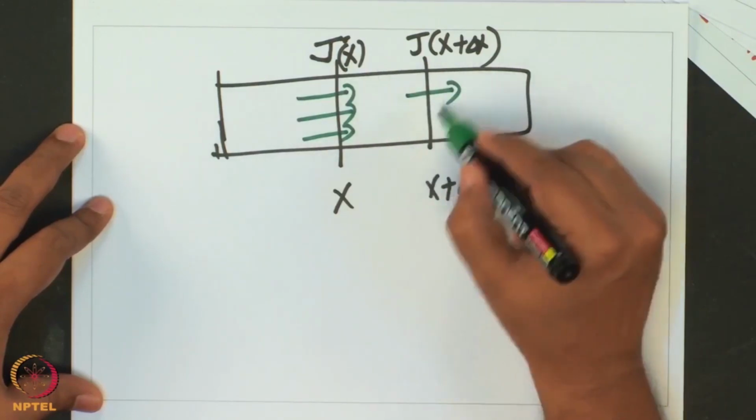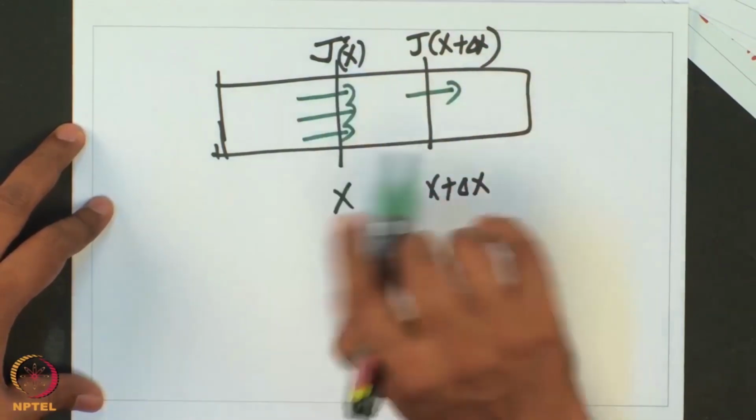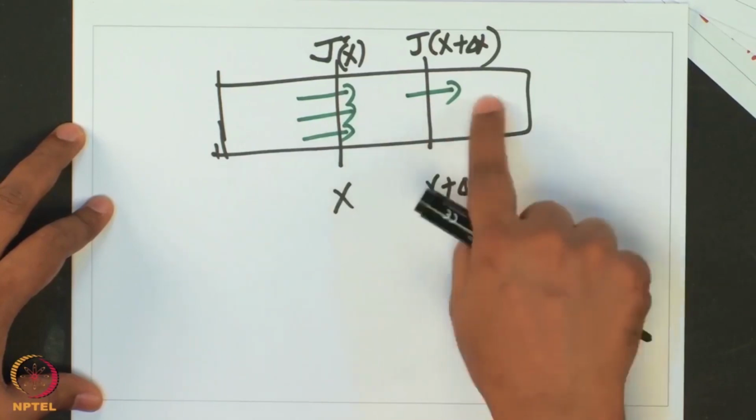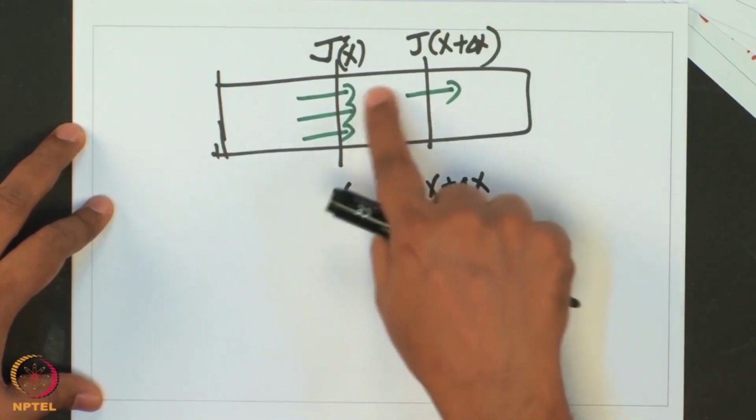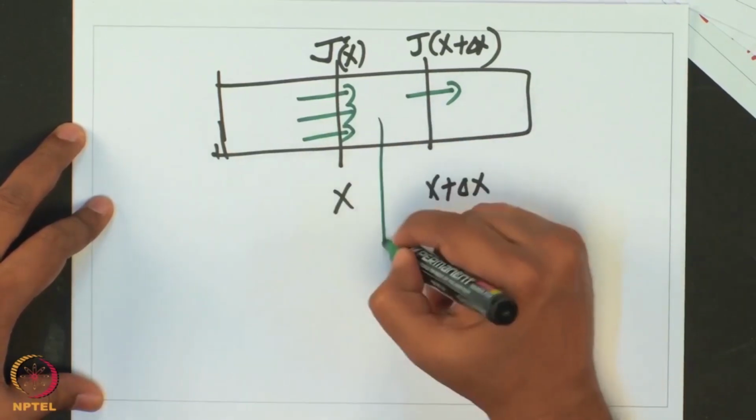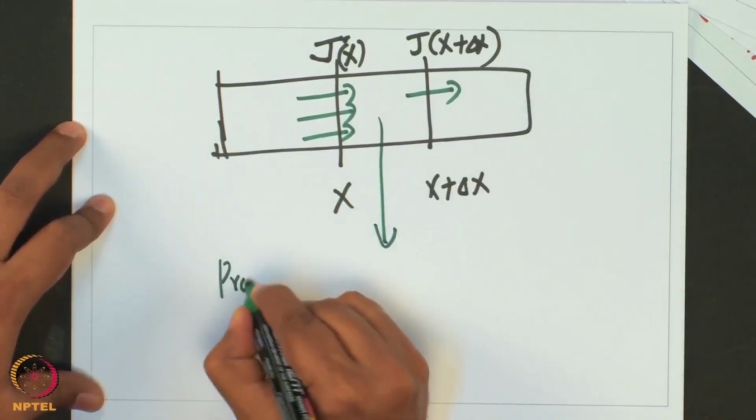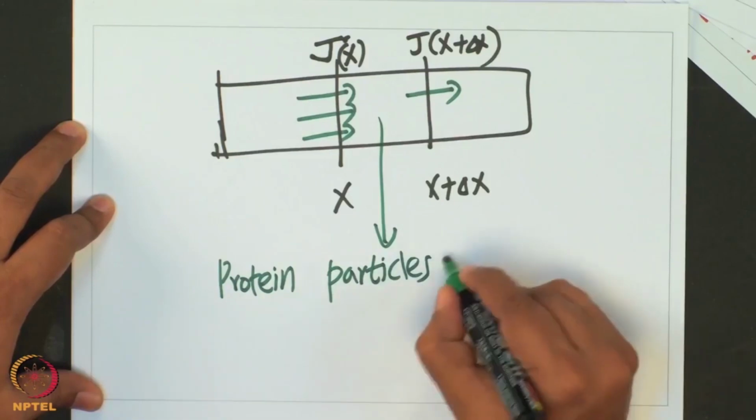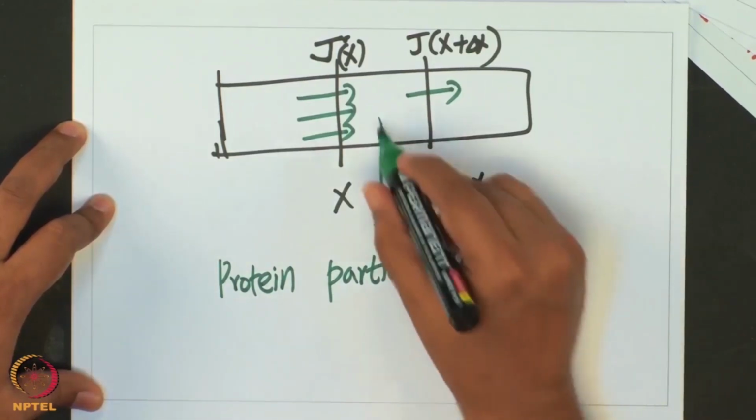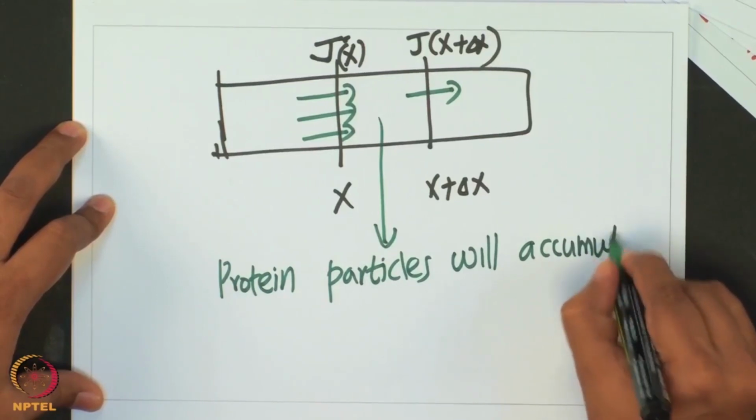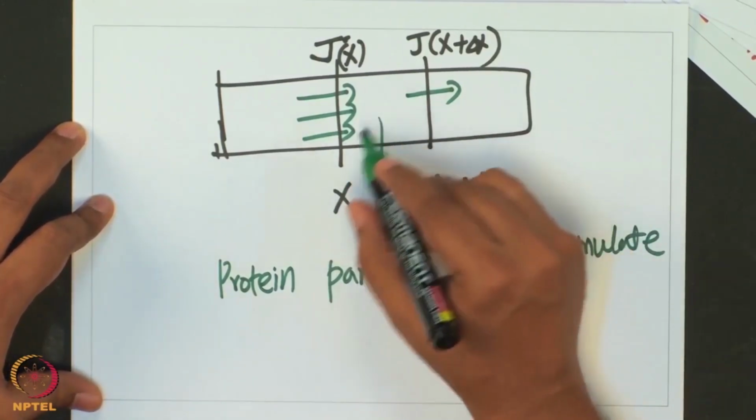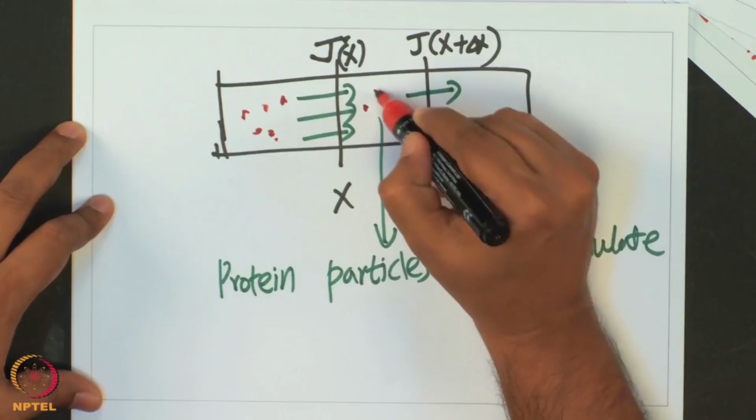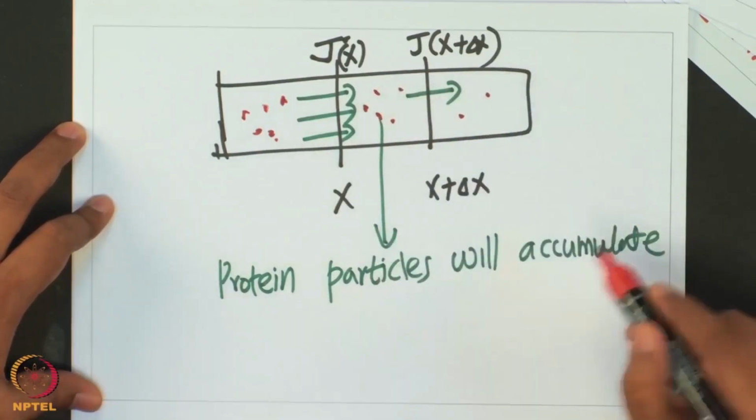So del j by del x is not 0. Whatever comes in, a lot of particles are coming in, 300 particles are coming in, but only 100 particles are going out. What does that mean? That means here the protein particles will accumulate. This means that protein particles or protein molecules will accumulate at this point. There will be an accumulation of protein particles because a lot of protein particles are flowing in and only few are flowing out.